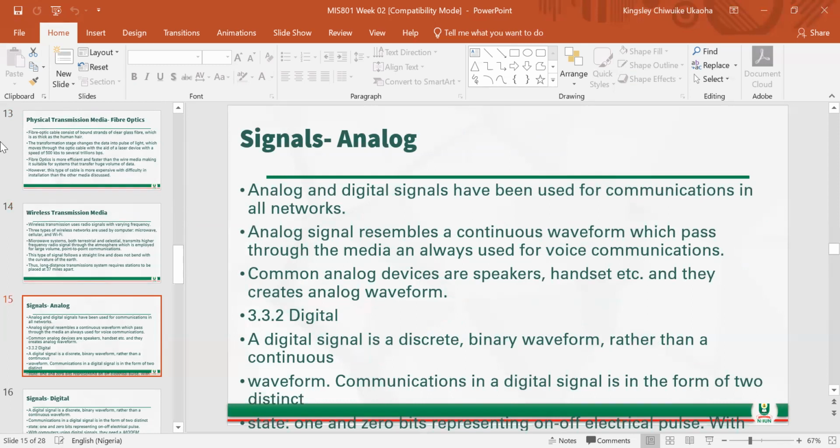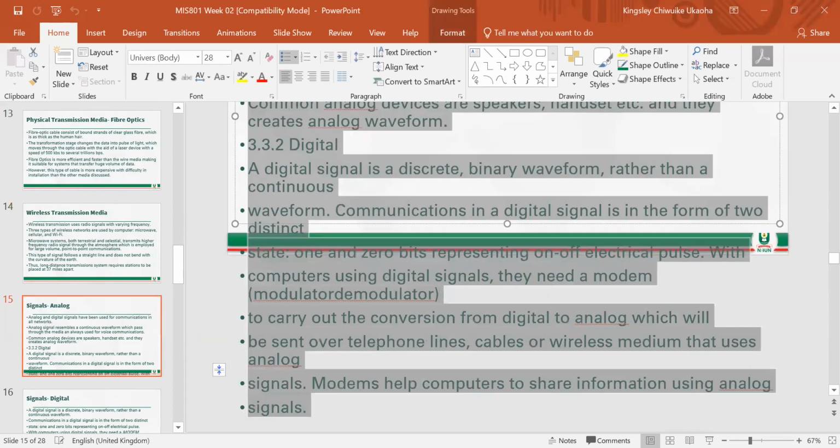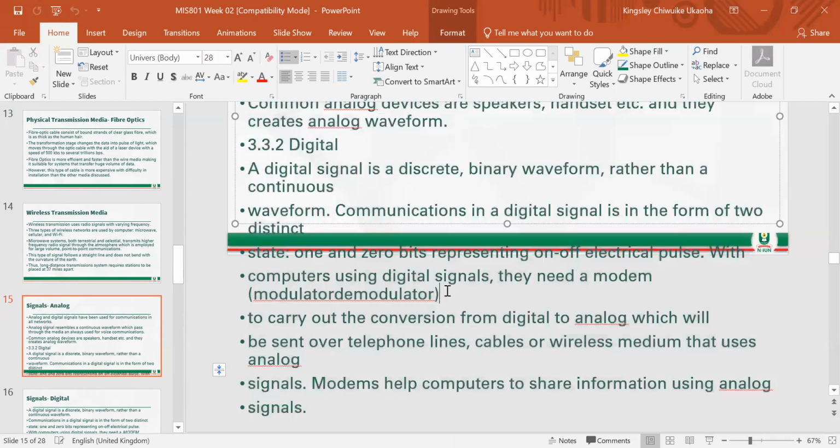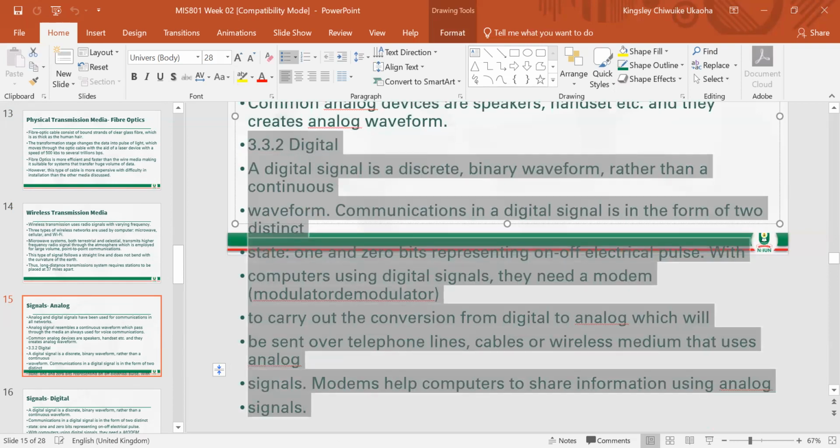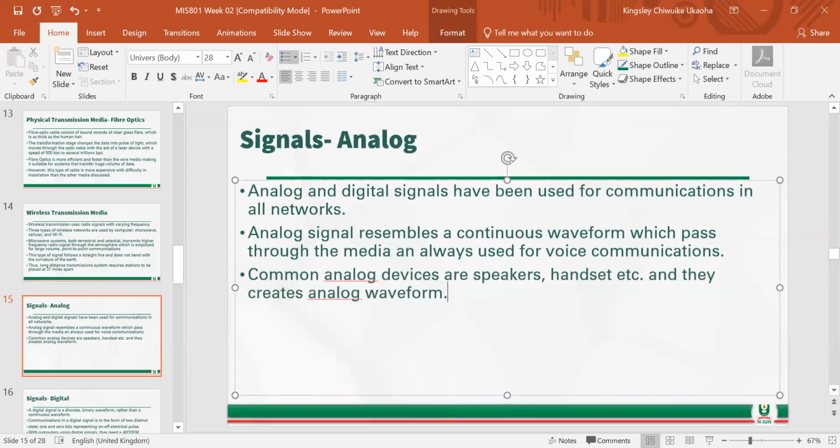And the signals here can be analog, digital, and hybrid.